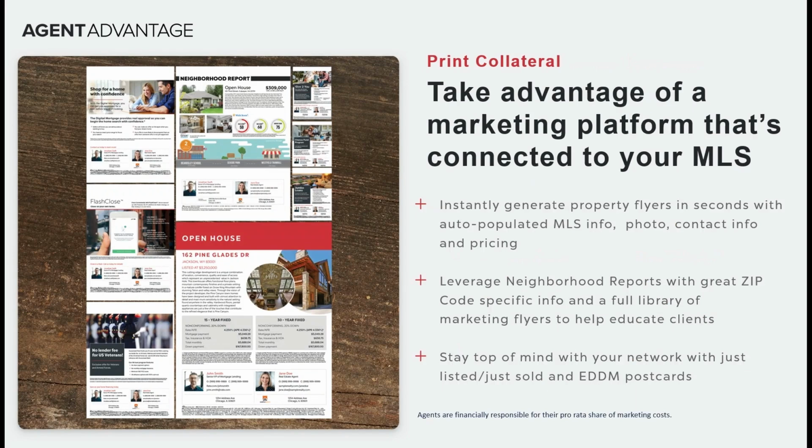Agent Advantage has a complete library of co-branded materials that are auto-populated based on MLS information for print marketing. This makes it easy to create a property flyer in seconds, and we even have neighborhood reports to position you as a trusted advisor in the local area. Of course, you can also take advantage of the just listed, just sold, every door direct mail postcards to expand your reach in a specific geographic location.